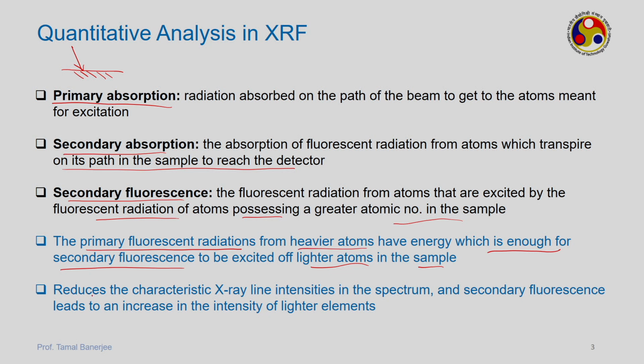What happens due to this is that it reduces the characteristic X-ray line. Some characteristic X-ray lines are emitted from the sample, and some of them are absorbed, so your intensity will drop. That is what it says: it reduces the characteristic X-ray line, and secondary fluorescence leads to an increase in the intensity of the lighter element, because you are able to excite the lighter nuclei. If they are excited, they will have higher intensity. So, the actual primary signal will be lowered because of the presence of this secondary fluorescence.